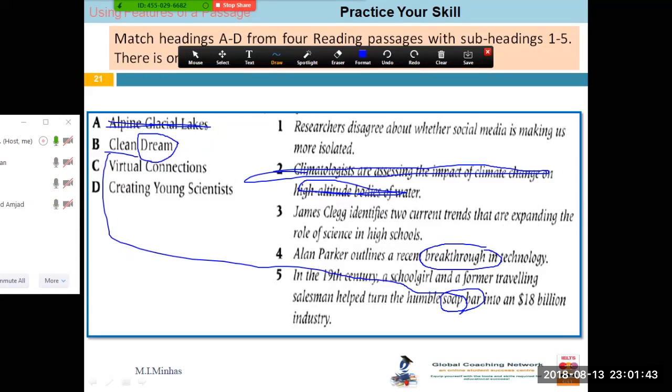Turning a soap bar in the 19th century into this much big industry. Isn't it a dream? It is just like a breakthrough again, right? So this is clean dream. A schoolgirl with a traveling salesman, just a salesman, right? They both have turned this soap bar into an 18 billion industry.